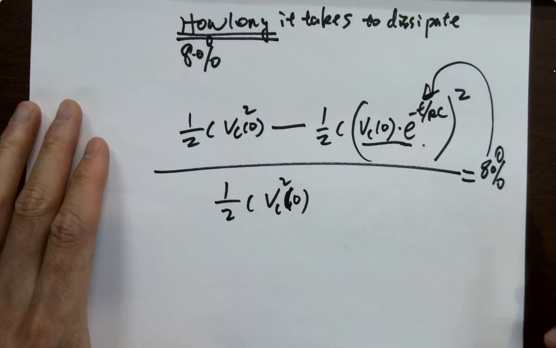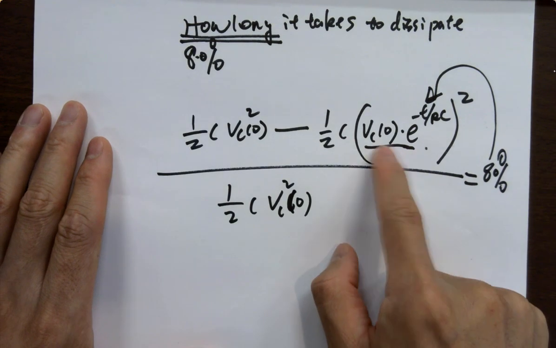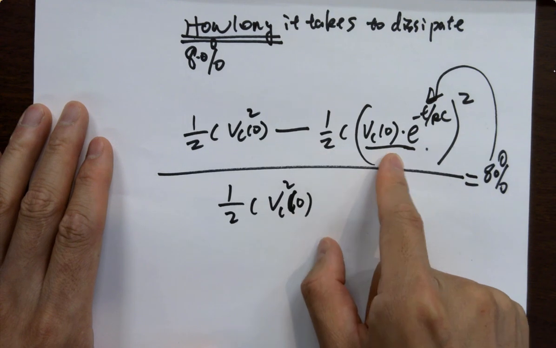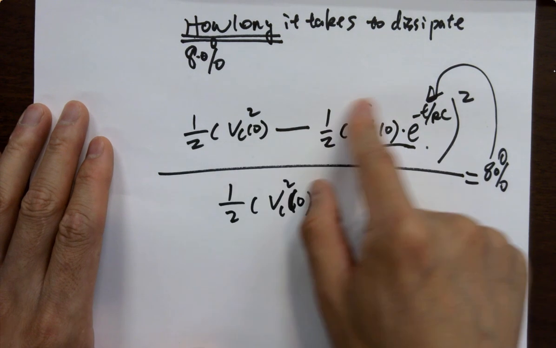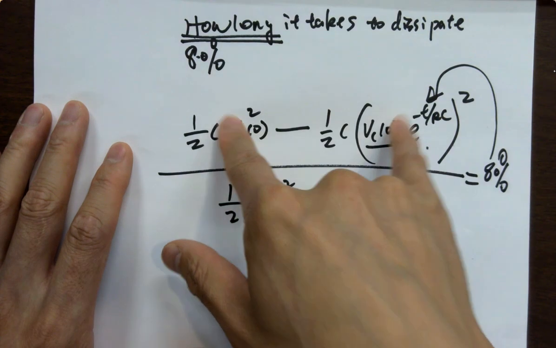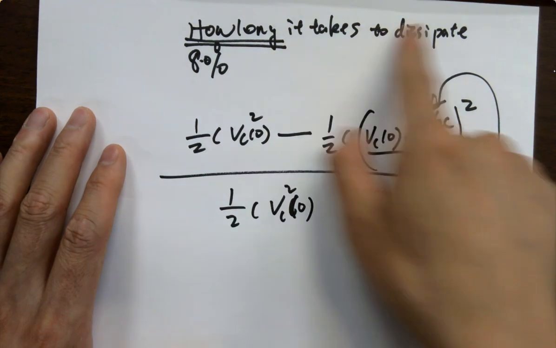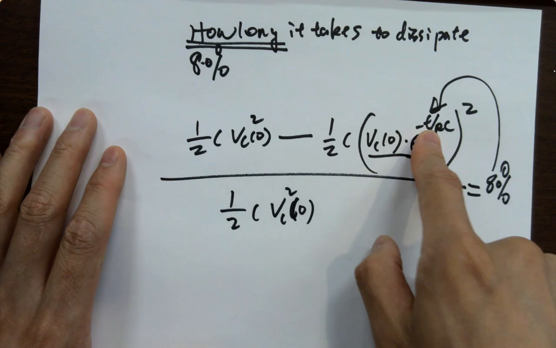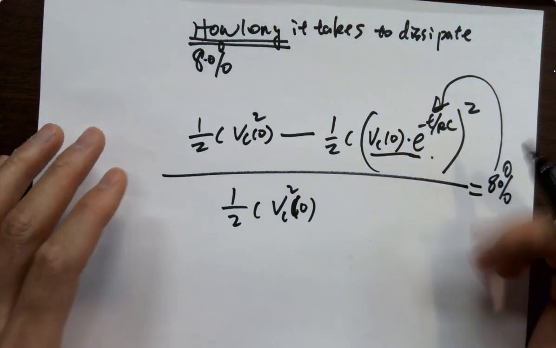Any question on this? This is the current voltage, half C V squared, the initial overall energy, minus whatever the current energy is, which is the dissipated energy. The dissipated energy divided by the overall energy is 80%. It's asking how long it takes to dissipate 80%. You have to calculate that T over here. Any question on this?